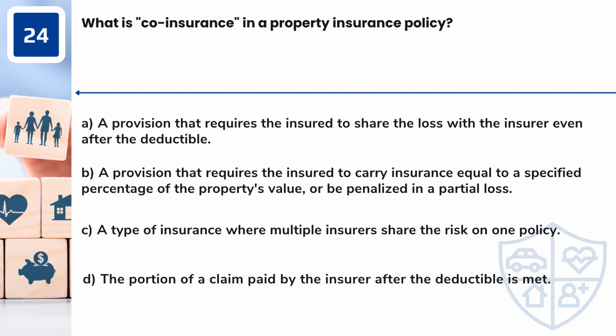Question 24. What is coinsurance in a property insurance policy? A. A provision that requires the insured to share the loss with the insurer even after the deductible. B. A provision that requires the insured to carry insurance equal to a specified percentage of the property's value, or be penalized in a partial loss. C. A type of insurance where multiple insurers share the risk on one policy. D. The portion of a claim paid by the insurer after the deductible is met.